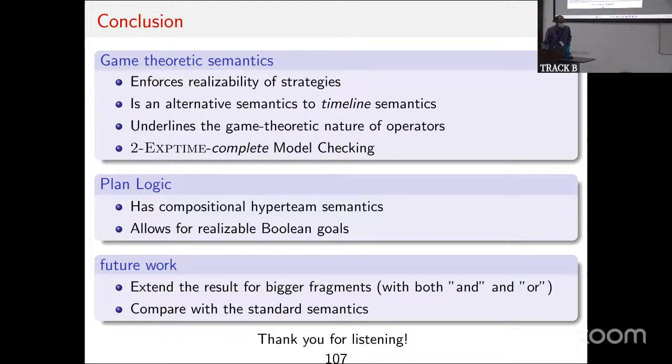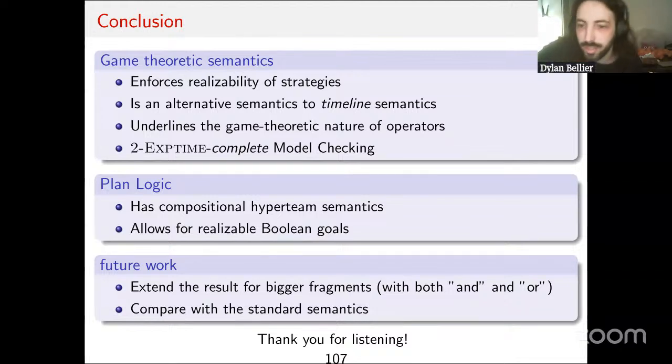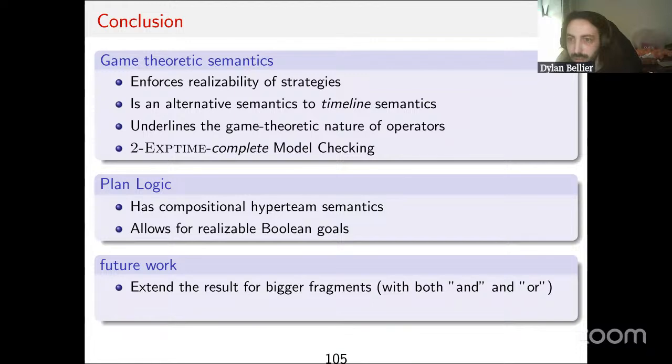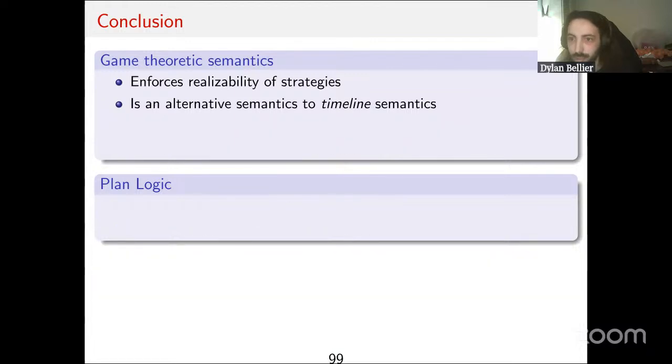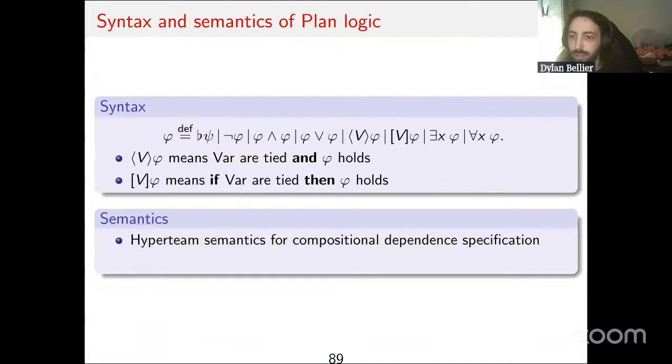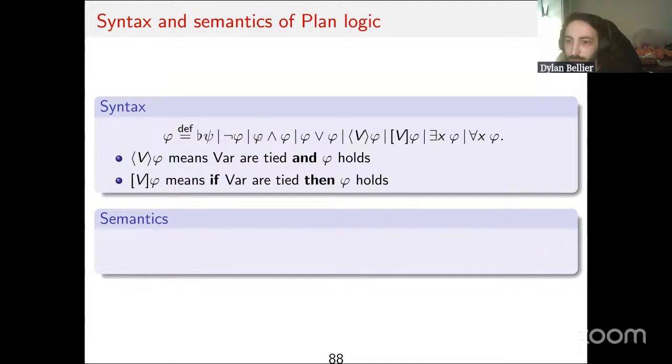Can I say something about what you mean by compositionality? Compositionality means, yeah, I haven't defined it. It's just the definition of the semantics is given in terms of the semantics of the subformulas. So when you have a conjunction of formulas, you only look, for instance here, you only look at the semantics of this one, the semantics of this one, and then you compose.